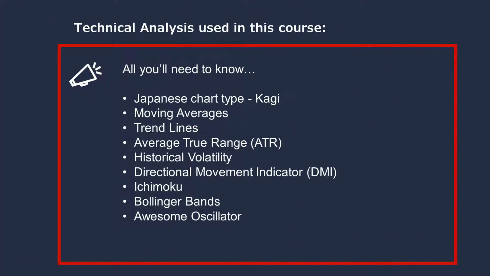So let's round off this module by going through the technical analysis we're going to cover off in this course. Obviously we've touched on Kagi charts already. We're going to look at moving averages, trend lines, average true range, which we've also touched on already, historical volatility, directional movement indicator, Ichimoku, another Japanese idea, Bollinger Bands, and the awesome oscillator. So let's get on with looking at some of those now.